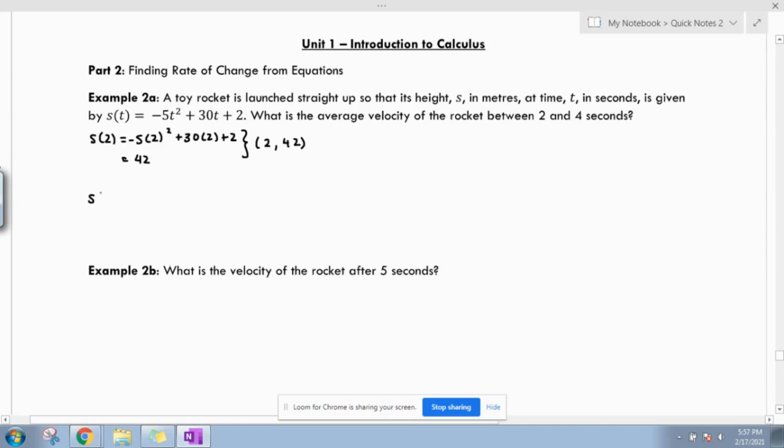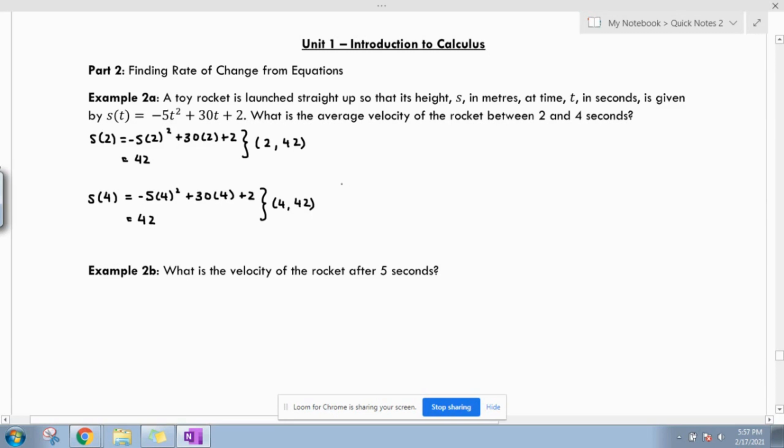I'm also going to do the same thing for 4 seconds. I'm going to find s at 4. So I'm going to do negative 5 times 4 squared plus 30 times 4 plus 2. If I simplify, I'm going to get 42 as well. So my second ordered pair is going to be 4 and 42.